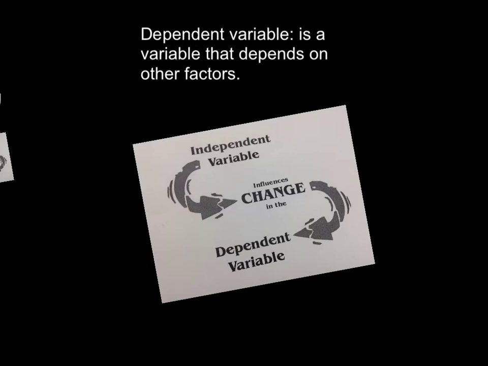Now let's look at the dependent variable. A dependent variable is a variable that depends on another factor. So again, looking at the picture below, you can see that the dependent variable depends on the change that is happening from the independent variable.